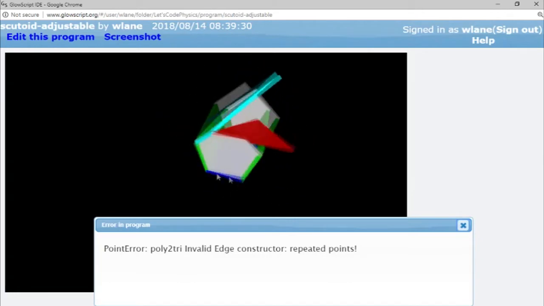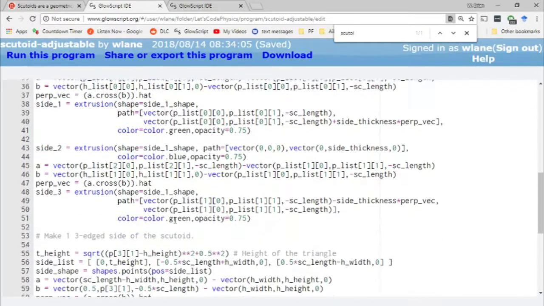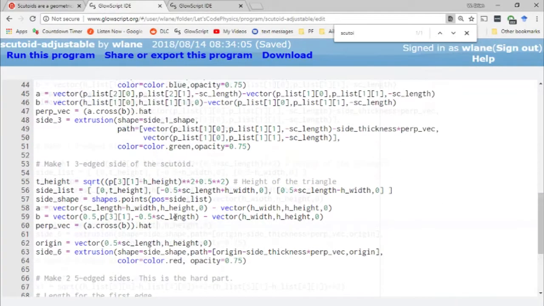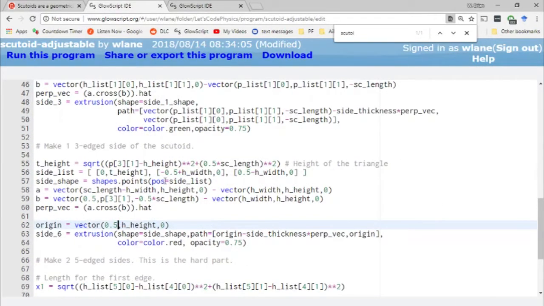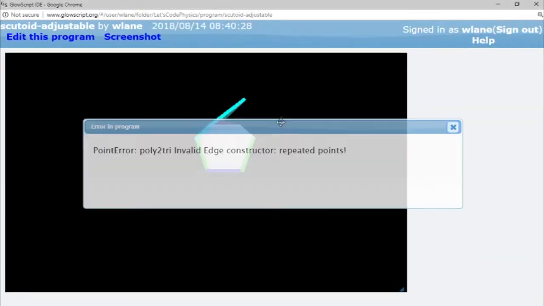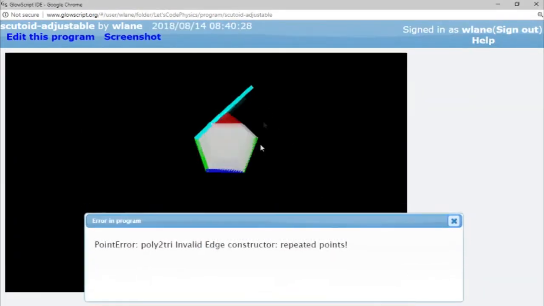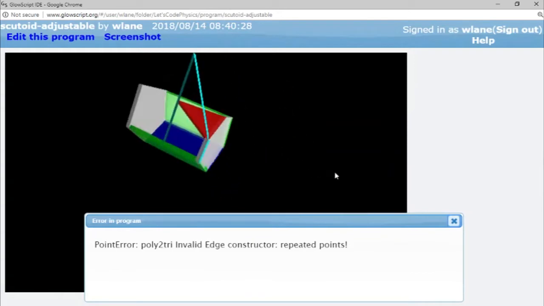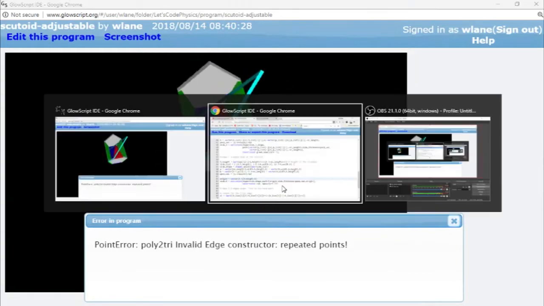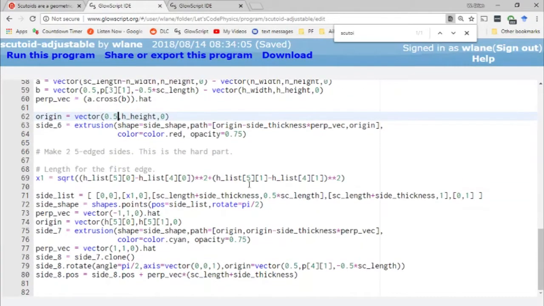So I zigged when I should have zagged. Okay, so I need to adjust some of these. Oh yeah, this doesn't need to scale with that. Okay, I was a bit overzealous there. Okay, cool. So I've fixed the easy sides. Now I need to fix the difficult side. Actually, based on my previous experience, I think I know what I need to do.